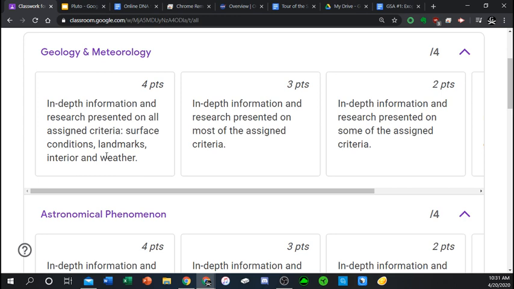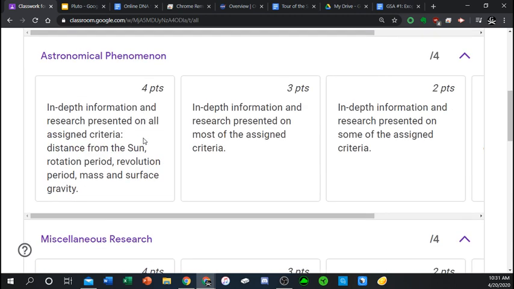You can make that 1 slide, you can make that 4 slides, you can make that 2 slides, however you see fit. So like surface conditions and landmarks, those probably actually go together. Interior would probably be its own, and weather could be its own, so there could be 3 slides. It doesn't have to be 1 slide for each, but if you want to make it simple on your organization, you can do that. Or you can condense a couple of these.